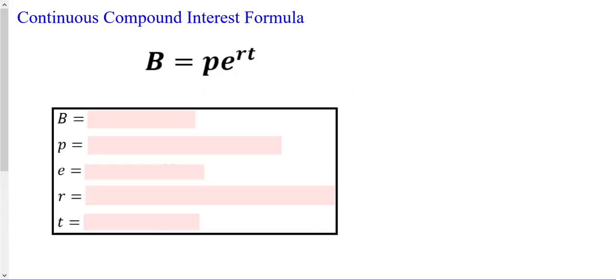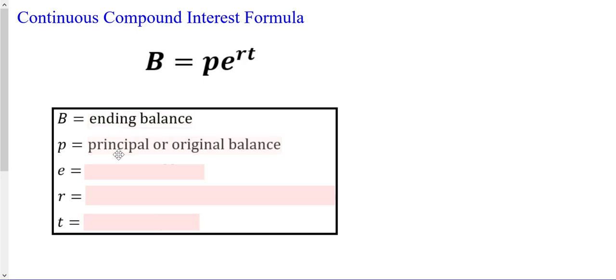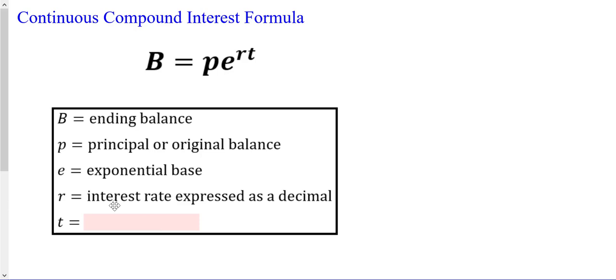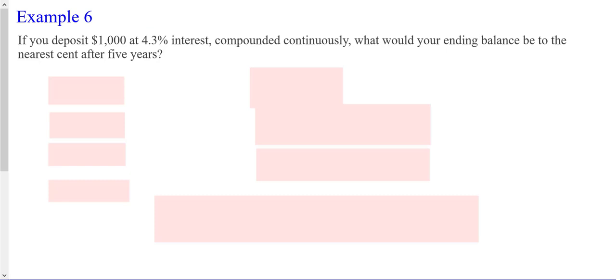So the continuous compound interest formula is B equals P times e to the RT. And we know B is our ending balance, P is our principal or original balance, e is our exponential base, R is our rate expressed as a decimal, and T is time. So the only real new variable in here that you haven't been introduced to is e for the exponential base. And that is not even something that you have to derive out of the information given to you.